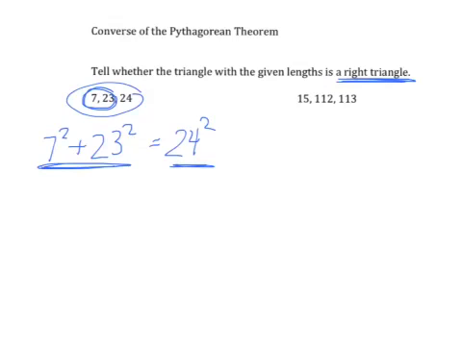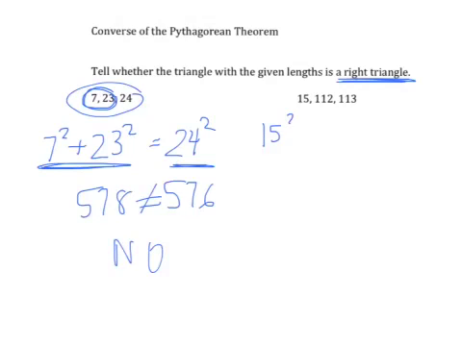And now I'm just going to check. 7 squared plus 23 squared is 578, and 24 squared is 576. So they're not equal to each other, so this would not be a right triangle.